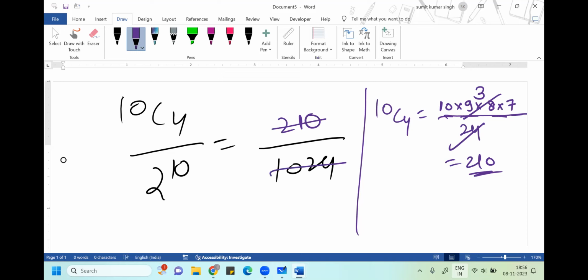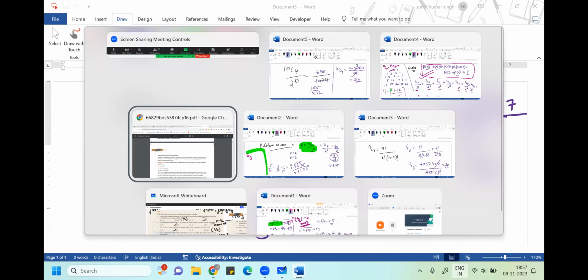Clear now, everyone? 105 by 512. Very good. Clear, everyone? So if I'm asking you the next thing, what was the next part of the question?